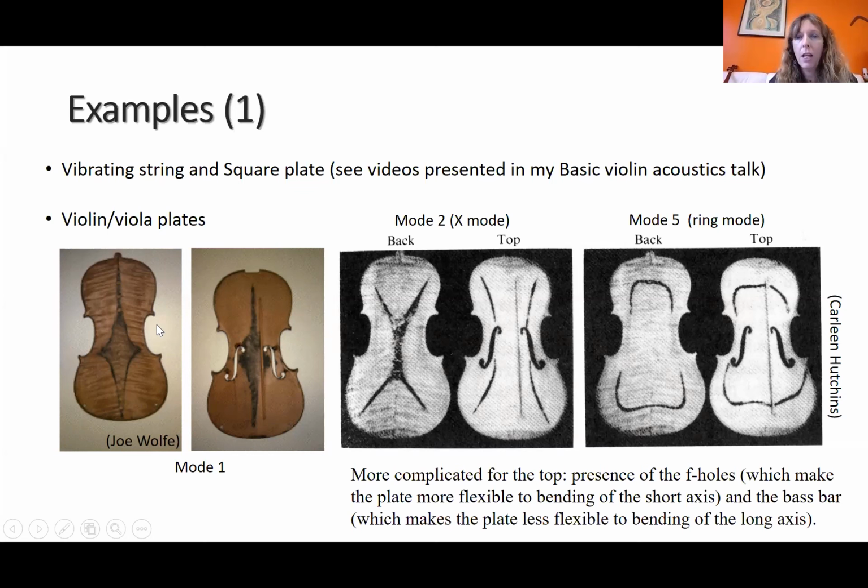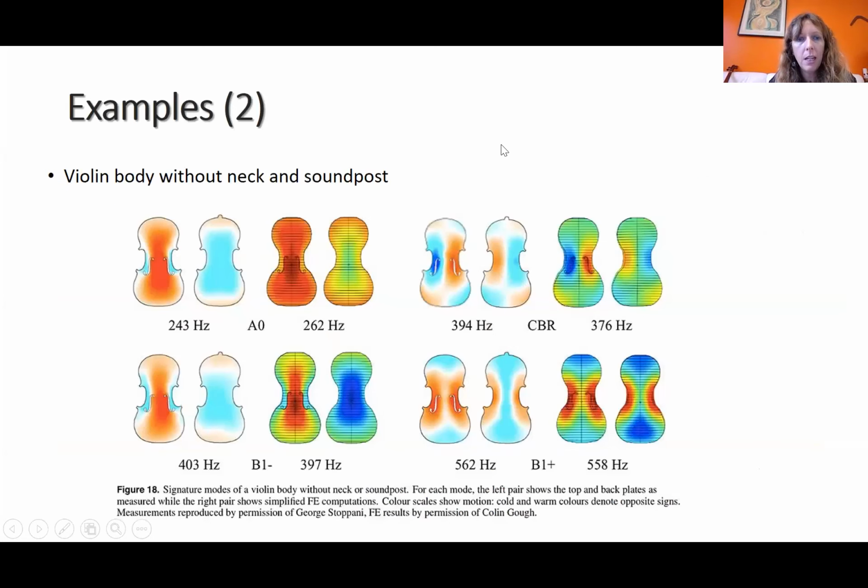And then we can look at the modes, like Colin showed this yesterday. We can look at the modes of a full violin body this time, without neck and sound post. So here the body is complete, and we only look at the mode shapes of the top and the back. On the left-hand side, you have the measurements made by George on a real violin, and on the right-hand side, you have the simulations made by Colin on a violin-like shape box.